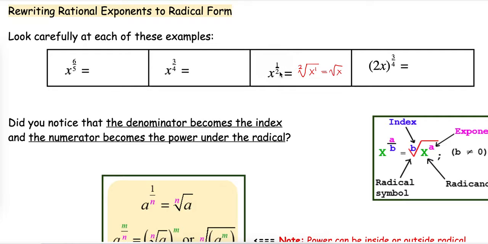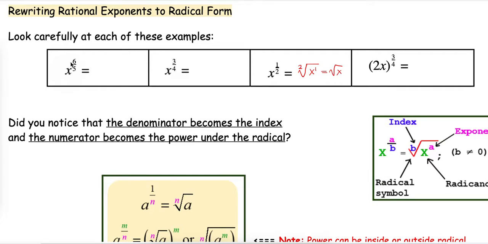But hopefully you see what's going on here is that the denominator of our fraction comes from what we call the index of the radical, and the numerator of the fraction comes from the exponent that the radicand is raised to. More on the vocabulary is right over here. We'll talk about that in a moment. So with that in mind, we're going to look at these examples here.